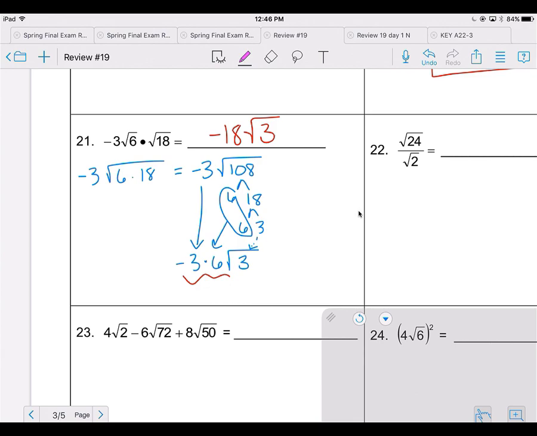So again, multiply inside with inside, simplify by hand. Anything you take out multiplies out. Anything you leave in multiplies in.